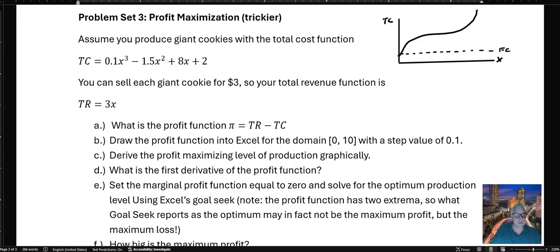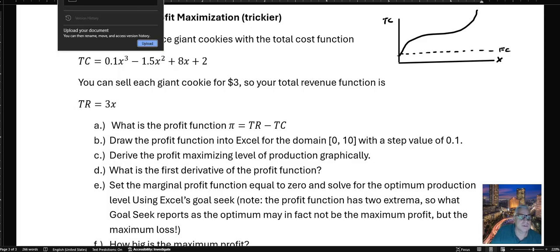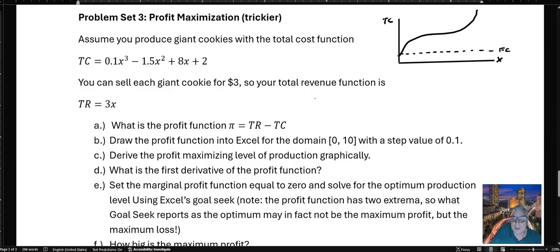And then we have a total revenue function. So our total revenue function is just a straight line, 3x. Maybe I give that in a different color, maybe total revenue may be green. Okay, so total revenue is a straight line. Okay, so total revenue is this, and then we have our total cost function, which is the black one.